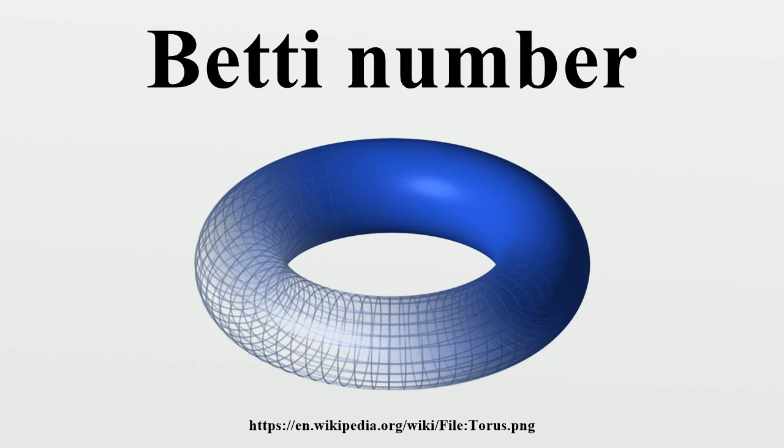Examples. The Betti number sequence for a circle is 1, 1, 0, 0, 0. The Poincaré polynomial is. The Betti number sequence for a 3-torus is 1, 3, 3, 1, 0, 0, 0. The Poincaré polynomial is. Similarly, for an n-torus, the Poincaré polynomial is. So the Betti numbers are the binomial coefficients.